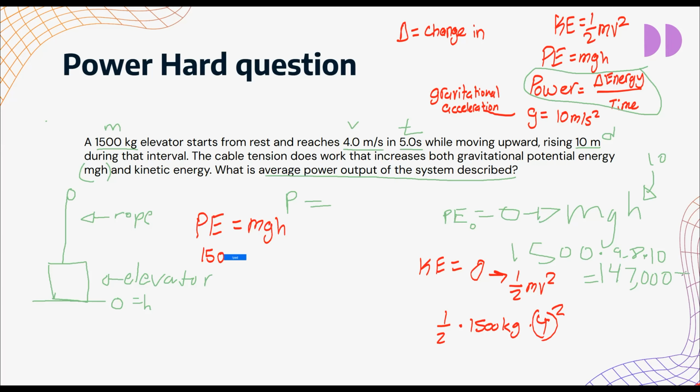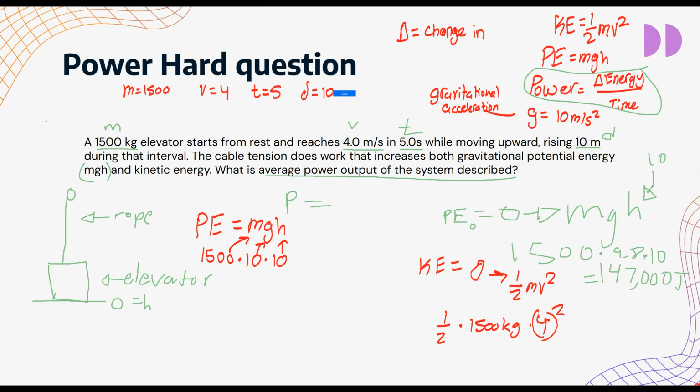So anyway, change in potential energy is 147,000 joules. You can think of this as when you're lifting an object up off the ground, you're giving it potential energy because it has the potential to drop now. So when we raise the elevator from 0 meters to 10 meters and it's 1500 kilograms, we're bringing it from zero potential energy to 147,000 joules of potential energy.